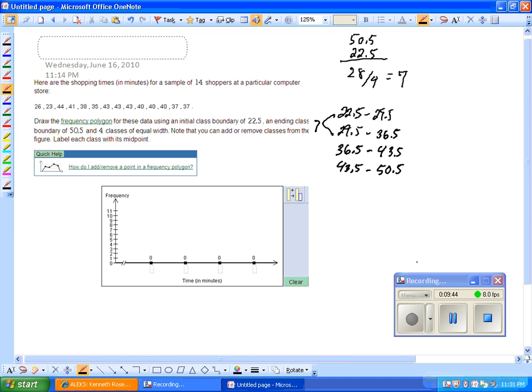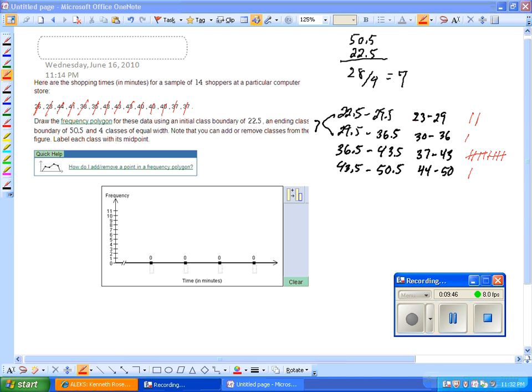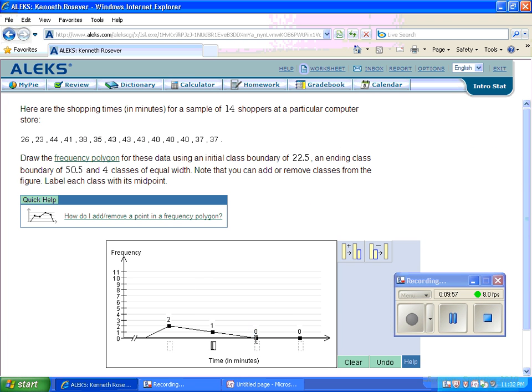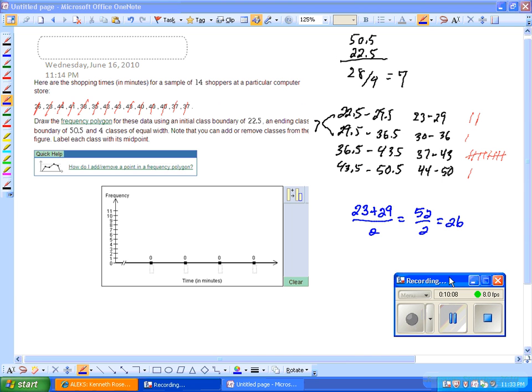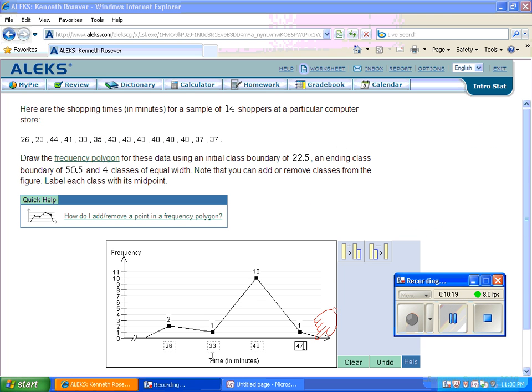What I'm going to do is count now. Okay, I counted, and in the 23 to 29 class, that's this one, I had 2, then I had 1, then I had 10, then I had 1. I'm going to plot that on the next page. Here we go. I had 2, I had 1, I had 10, I had 1. The only thing I have left to do is label these classes, and I do that with the midpoints. Taking the average of these two and dividing, I get 26. If the first one's 26, we can skip by 7 for the next two. And so they are 26, 33, 40, and 47, and we're out of time.